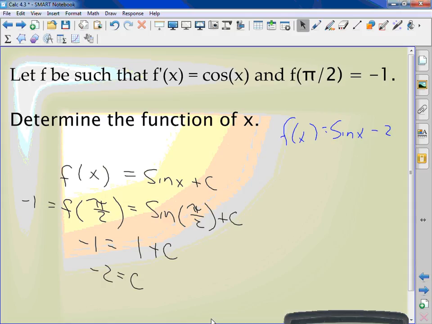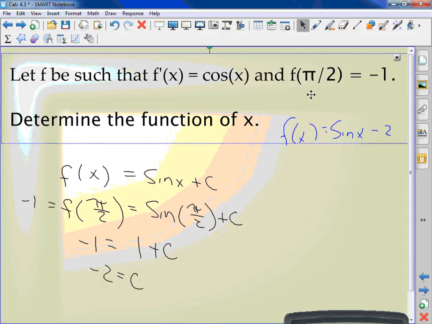Questions on this problem? You're given the derivative. So to find out what the original function is, you take the antiderivative. But when you take the antiderivative, you get a plus c. This tells you f of pi over 2 is equal to negative 1. So I set it equal to 1. Find out what sine of pi over 2 is. That's 1.